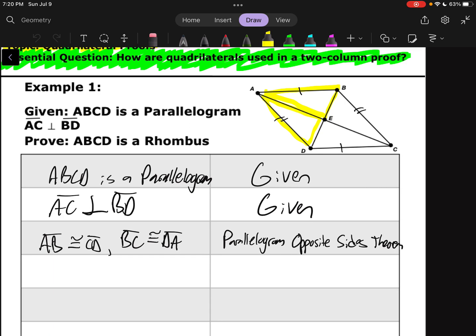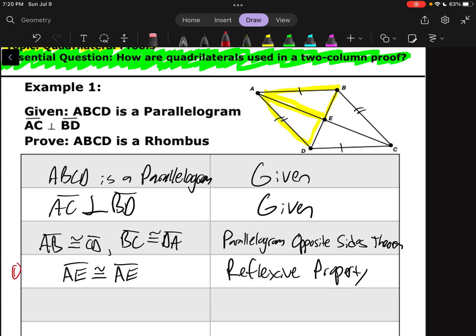Now, if I can get those two triangles to be congruent, that means that I need to find three congruent things between those two triangles, right? So I can use side angle side or angle side angle or whatever. So I'm going to start gathering some congruent things here. One thing that I know right away, side AE is congruent to itself by the reflexive property. All right, so that is one congruent thing.